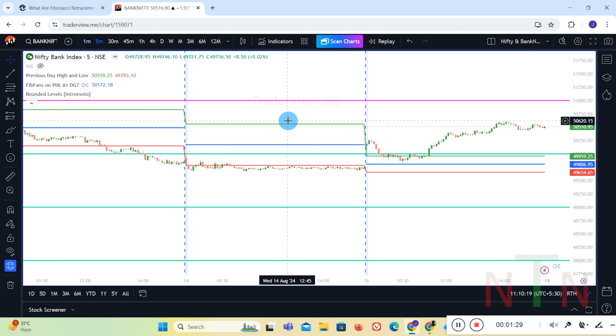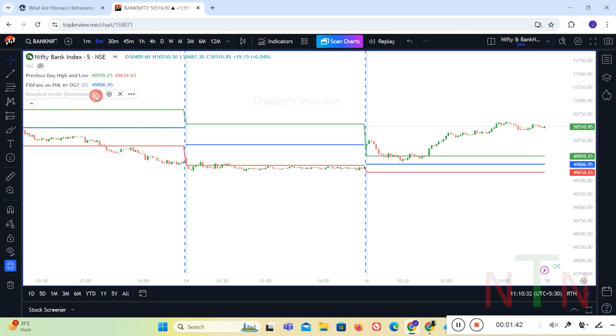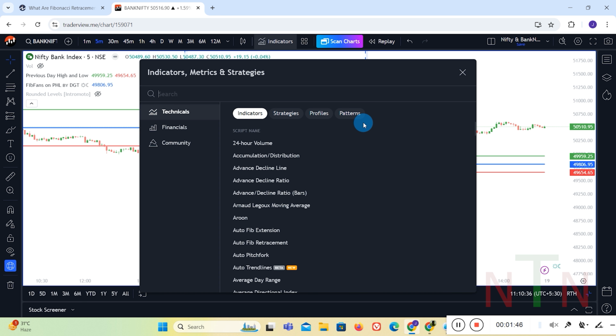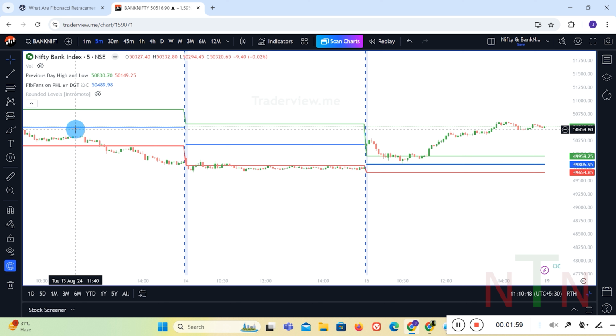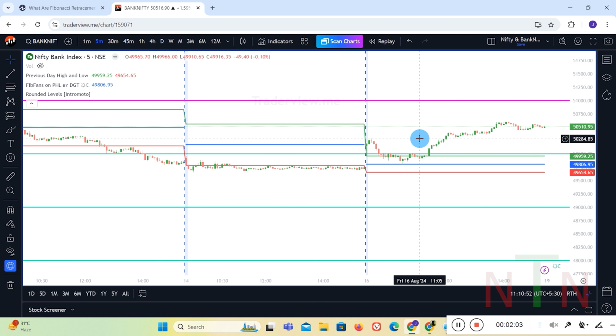In some broker platforms, those round-offs get automatically plotted. I'm using TradingView. If you see, there is an indicator called rounded levels. If I click on this rounded levels indicator, I'm using that. So there is no need for you to go and manually plot it. When I enable this, it gets automatically plotted.